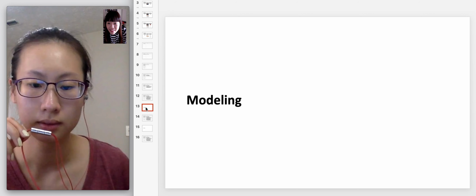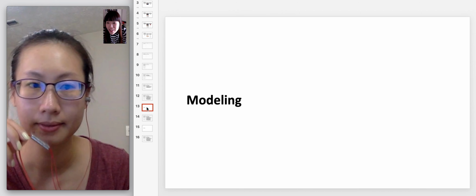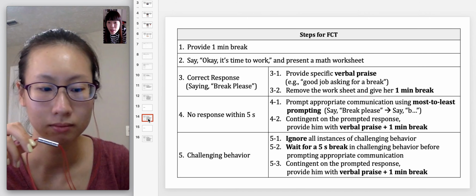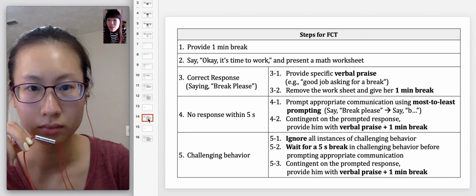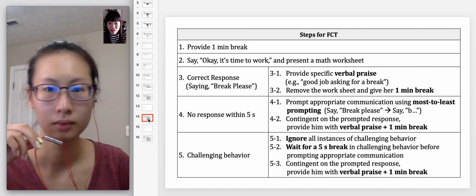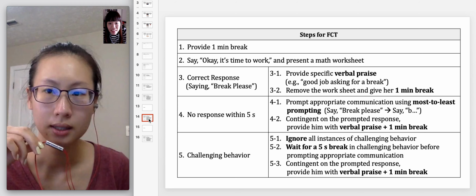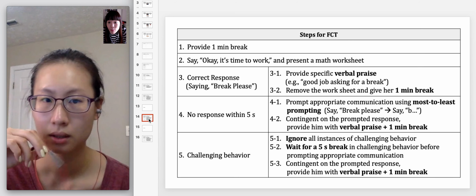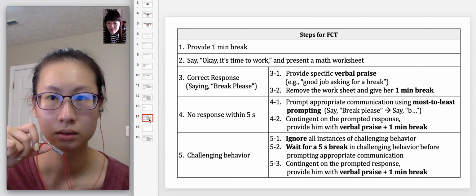Yes, correct. Now I'm going to model the procedure. I will be the teacher, and you can be the student. I will provide a 1 minute break, and I will say, "Okay, it's time to work," and present a math worksheet. If you do not want to do the math worksheet, you can say "break please." Break please. Good job asking for a break. Now you can have a 1 minute break. And then after the 1 minute break, I will present the math worksheet again and say, "Okay, it's time to work."